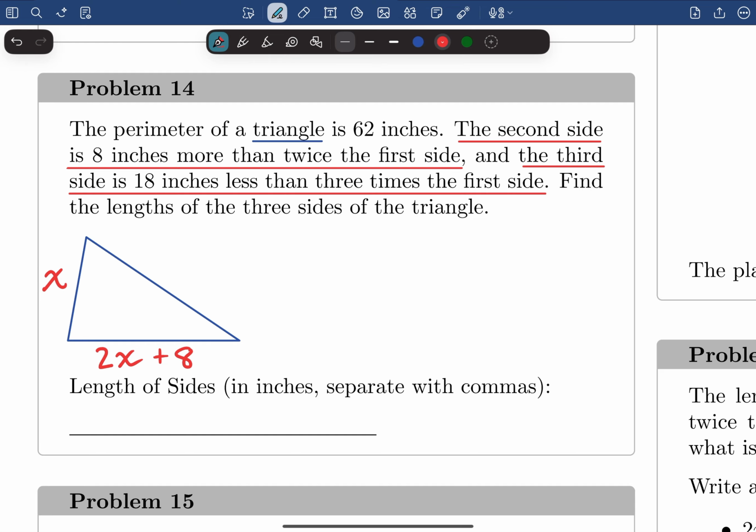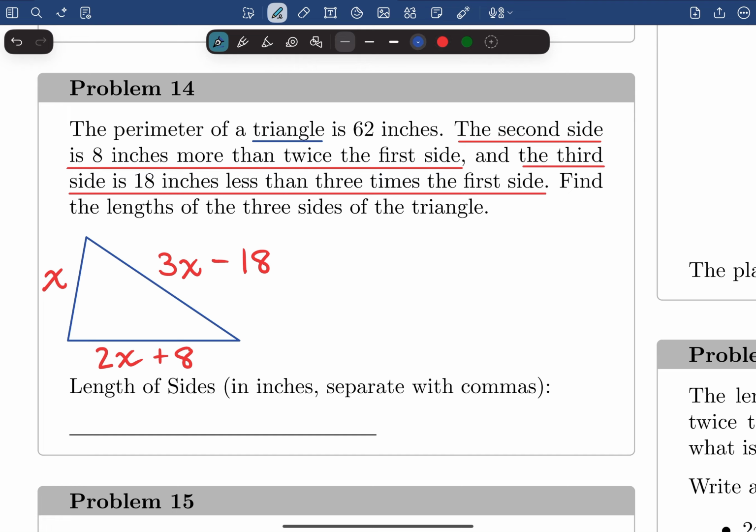All right, so 3 times the first side, we called the first side x, so 3 times x, but 18 inches less than that, so I'm going to subtract 18. I now have my 3 expressions for the 3 sides of this triangle.